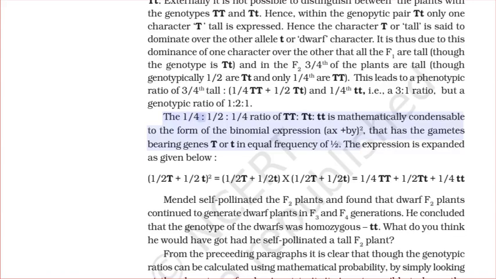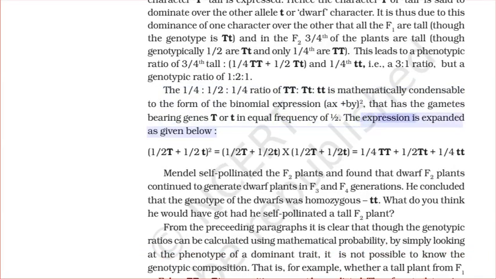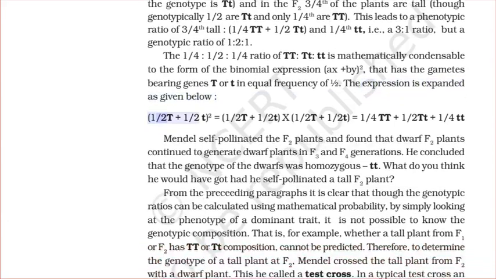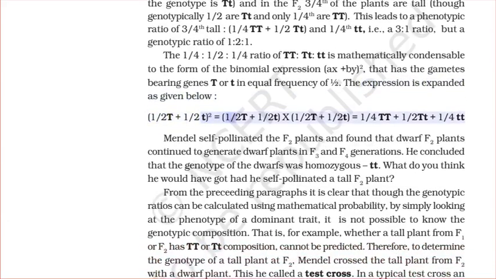The 1/4 : 1/2 : 1/4 ratio of TT : Tt : tt is mathematically condensable to the form of the binomial expression (ax + by) squared, that has the gametes bearing genes T or t in equal frequency of half. The expression is expanded as given below. (1/2 T + 1/2 t) × (1/2 T + 1/2 t) = 1/4 TT + 1/2 Tt + 1/4 tt.